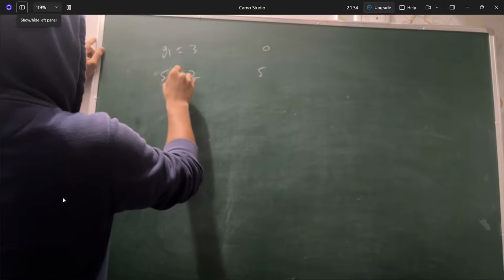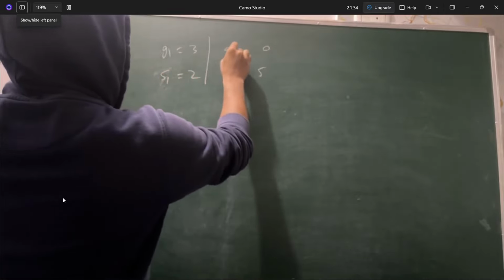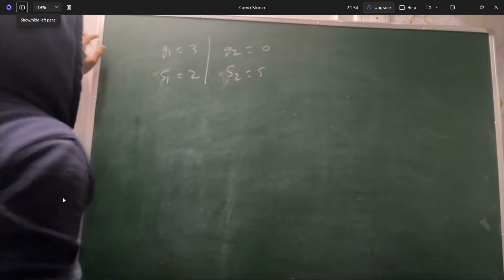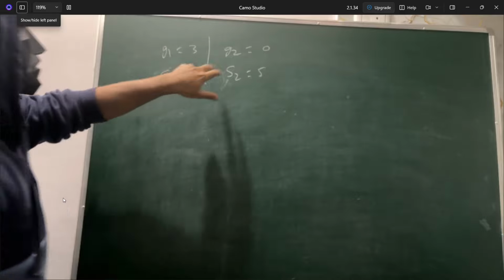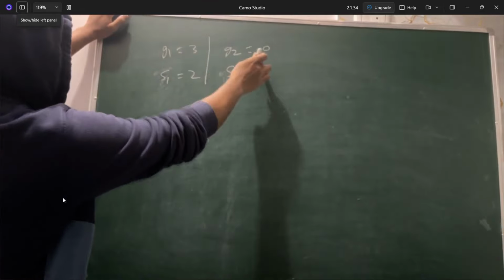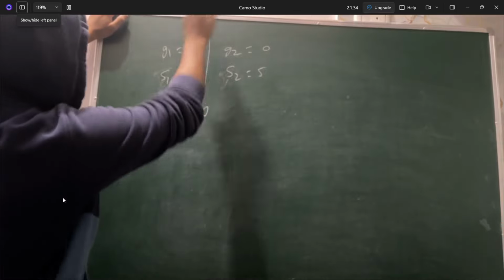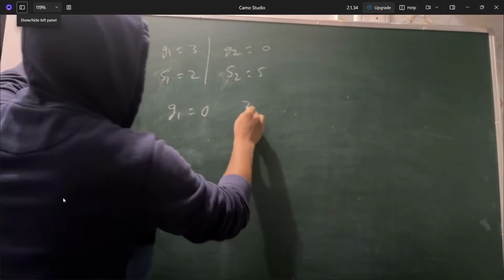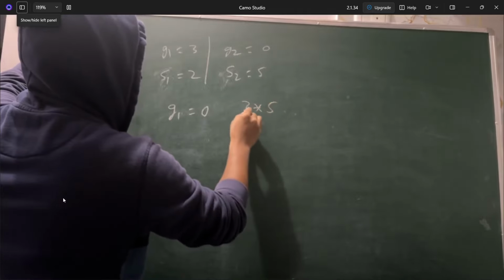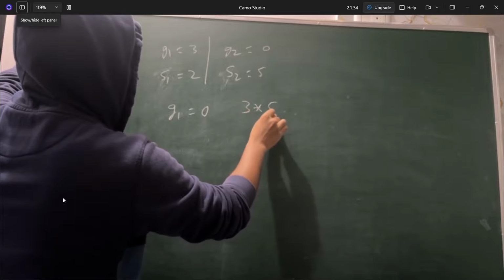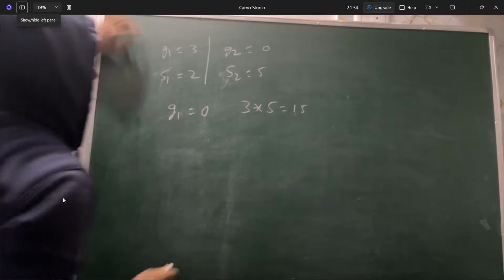Gold 1 and silver 1. Gold 2 and silver 2. So basically he has 3 gold coins and 2 silver coins. He wants to achieve 0 gold coins. How will he do that? Like G1 will be 0 when he makes the transformation on all the 3 gold coins: for every gold coin he gives, he will receive 5 silver coins. So 15 silver coins will be added to S2.